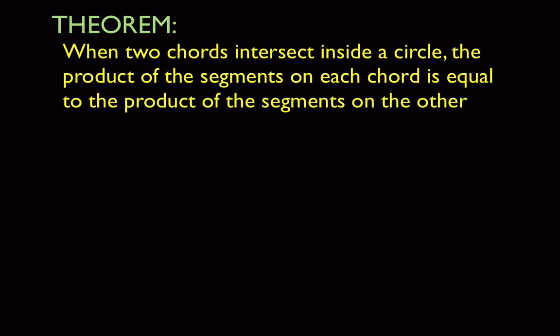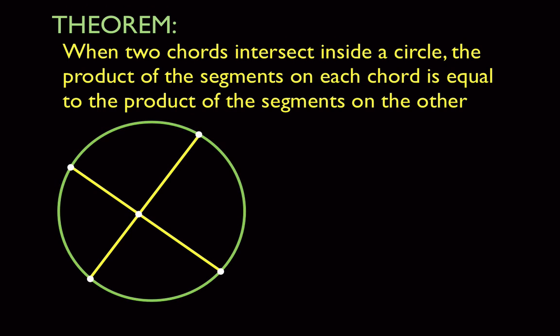So when two chords cross inside a circle, again, we're talking about them crossing inside the circle. There are no lines outside in this scenario. The product of the segments on each chord, meaning when they cross, each is broken into two pieces, is equal to the product of the segments on the other. So let's take a look at what this means. A lot of words for something very simple.